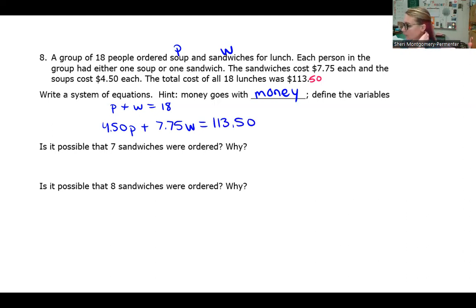When you solve these, you're always going to get them as a multiple choice question. So I'm showing you how to check the answers. So if answer choice 1 would say like 7 sandwiches, that's what we're checking. We're checking, could 7 sandwiches work? If we have 7 sandwiches, sandwiches is W. If W is equal to 7, then how many soups would you have to have to equal 18? 7 and what equals 18?